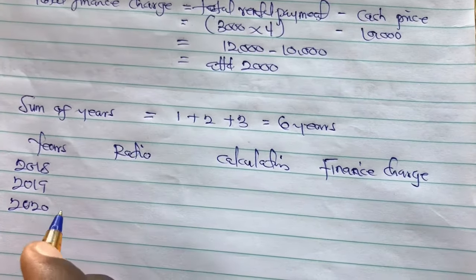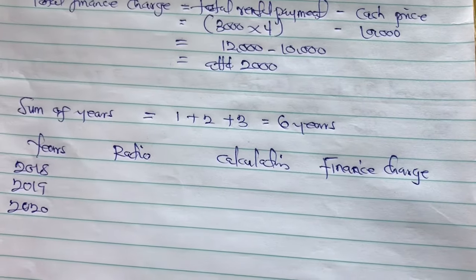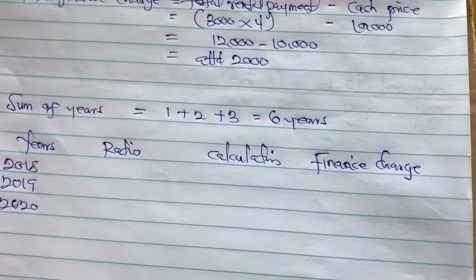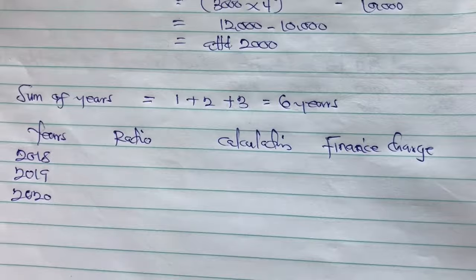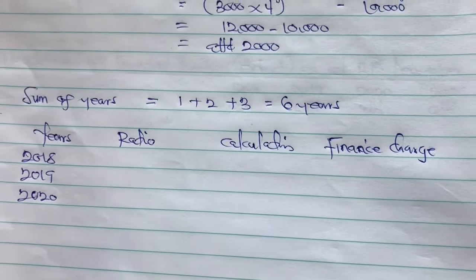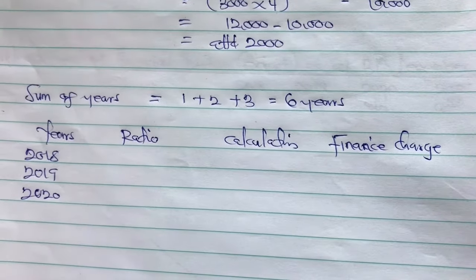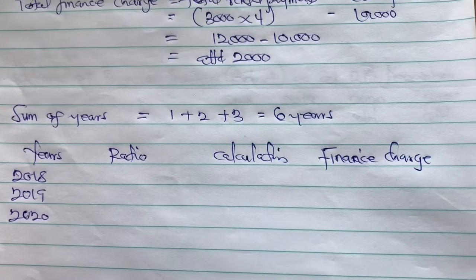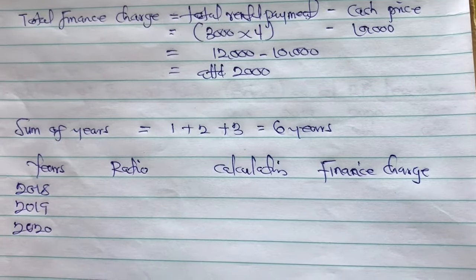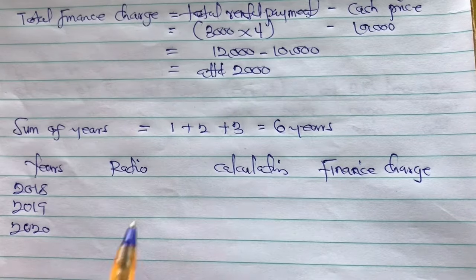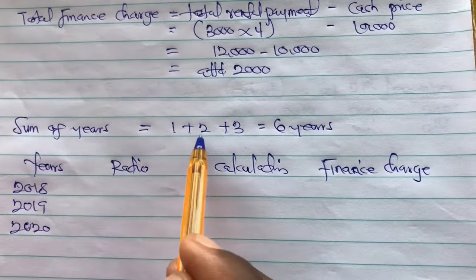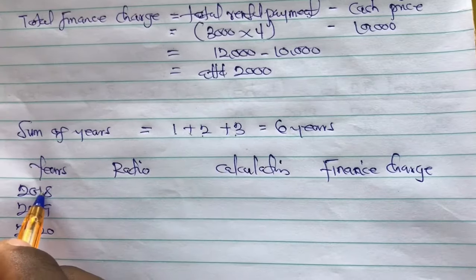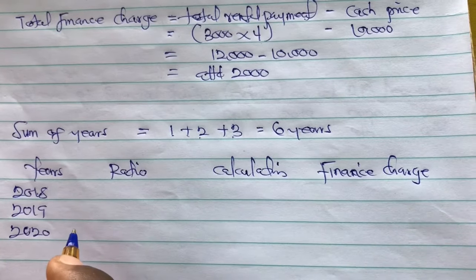But remember that for the sum of years digits method, the implication here is that we assume that the first year's liability will be higher than the subsequent years. Because of that, we allocate higher finance charge for the first year, followed by second, third in that order. Is that clear? So because the years are 3, 1, 2, and 3, the first year 2018 will attract the highest finance charge.